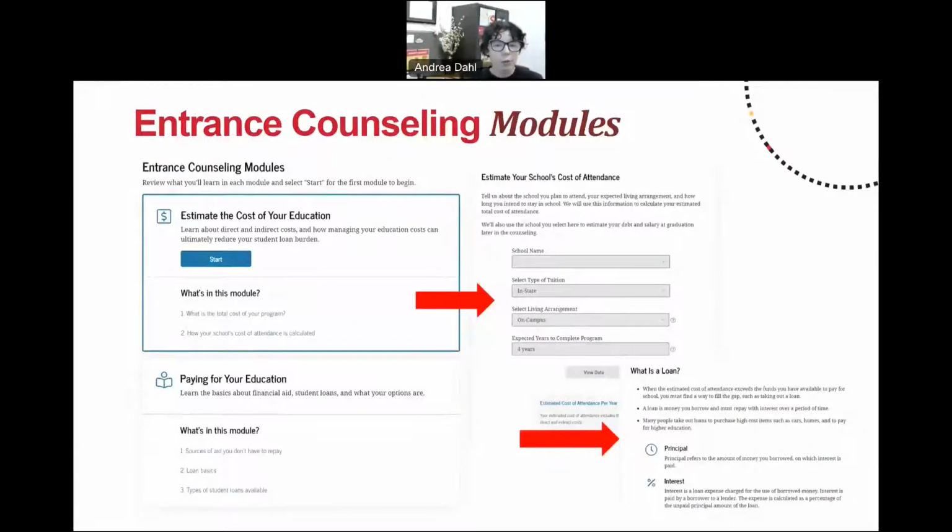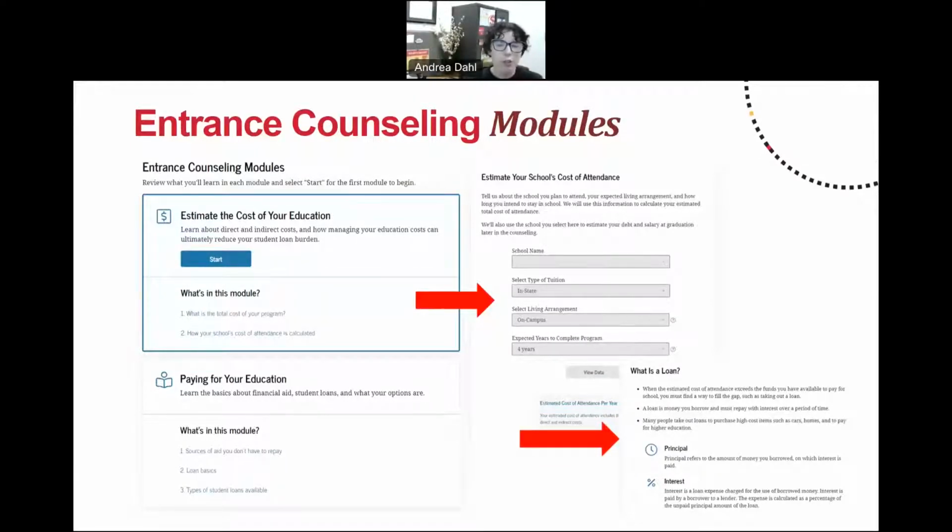In the first module, you will learn about key terms like cost of attendance, direct and indirect costs. Direct costs are what's going to be charged to your U-bill, like tuition and fees. Indirect costs are those other expenses you'll have to pay for, like books and supplies if you don't charge them from the university bookstore to your U-bill, and also off-campus housing and meals if you're living off campus.